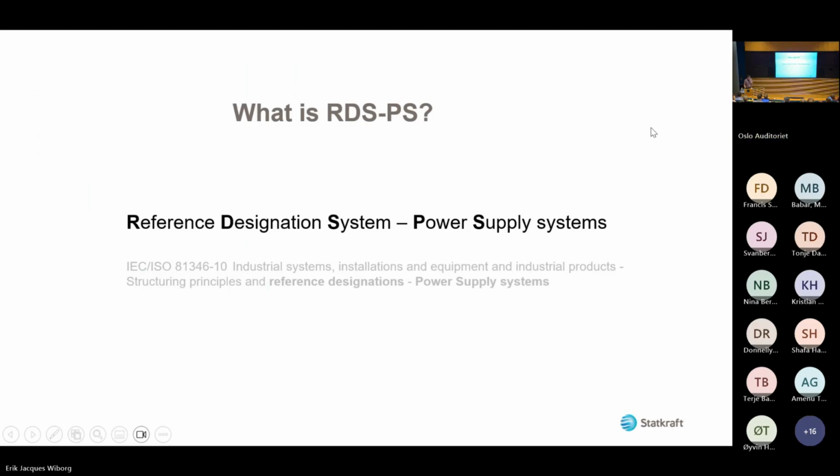So this is the repetition part. The RDS is a reference designation system. PS is power supply systems. I am aware that there are a lot of non-PS people here in the room. That is the beauty of the system, that it works for everyone. So the examples, although they could seem not relevant, will be, because it is the structuring principles that we're working on, trying to harmonize the way we use it.